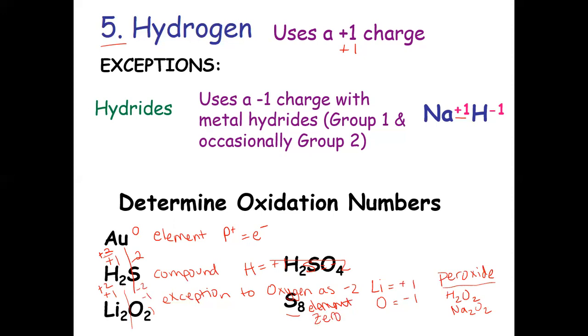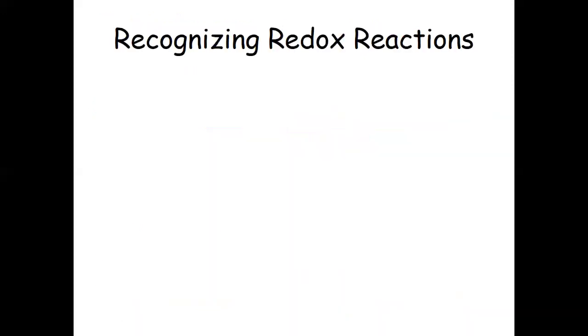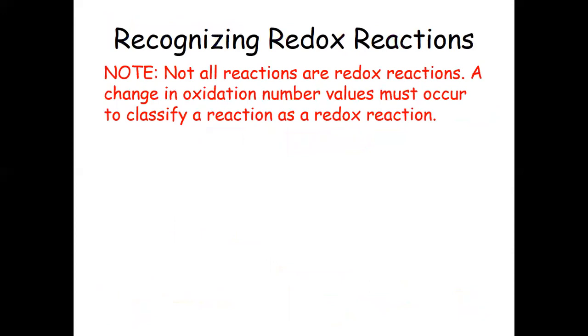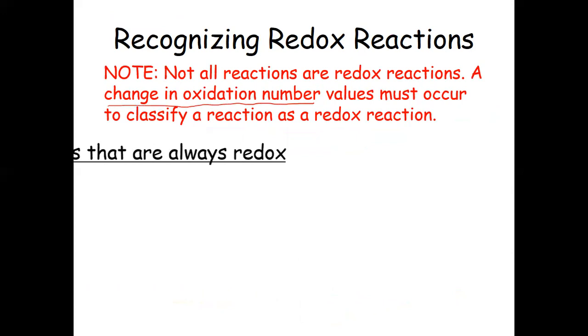All right, so we're going to go on to how do we recognize redox reactions, oxidation and reduction. So not all reactions are redox reactions. There has to be a change in the oxidation number in order for something to be classified as redox. So an oxidation number has to go up or go down, indicating the loss of electrons or gain of electrons.